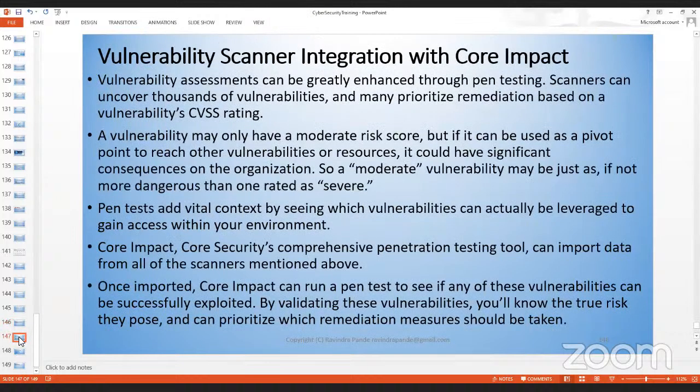Okay, let me take a step ahead in understanding vulnerability scanner integration with Core Impact. Now let's try to understand what Core Impact is, and what type of events or core events we are talking about here. Vulnerability assessment can greatly be enhanced through a pen tester. Pen is penetration tester, so penetration testing is a part of vulnerability testing. A scanner can uncover thousands of vulnerabilities, and many prioritize remediation based on the vulnerability CVSS rating. So CVSS is an organization which has some sort of a rating.